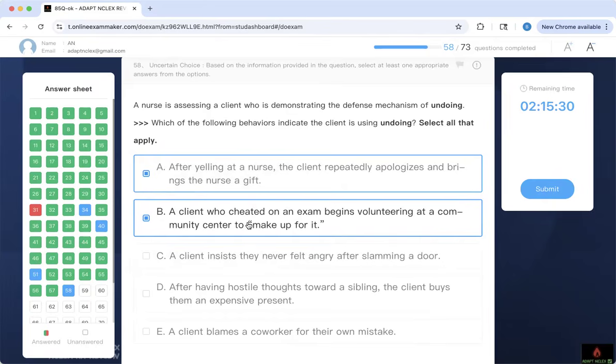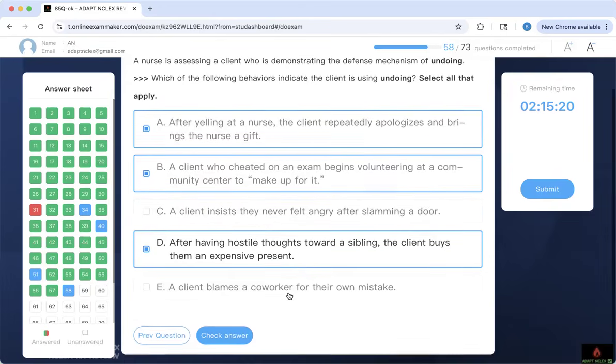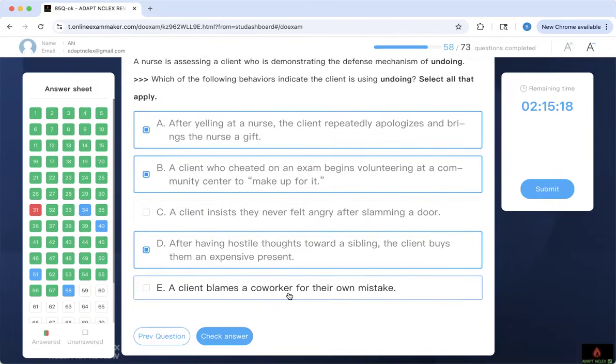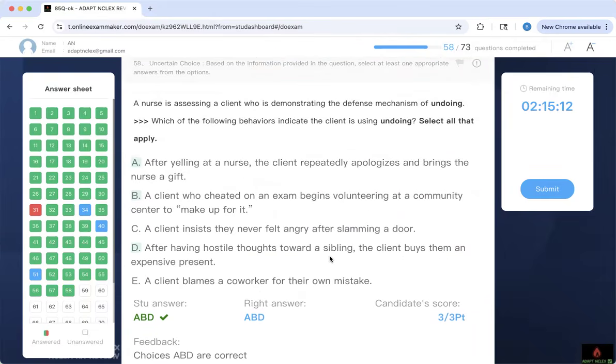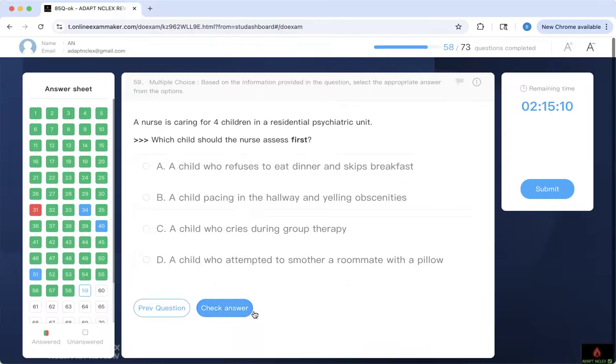The client insists they never felt angry after slamming the door. It's no regretting. After having hostile thoughts towards the sibling, the client buys them an expensive gift. Redoing it. The client blames a co-worker for their own mistakes, not undoing, still blaming people. It's a defense mechanism. Make sure you know them.